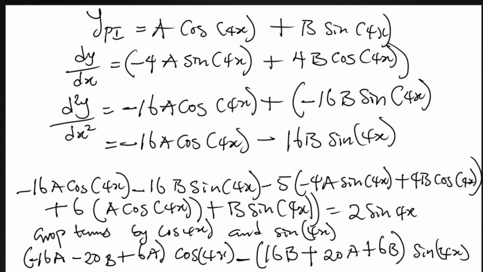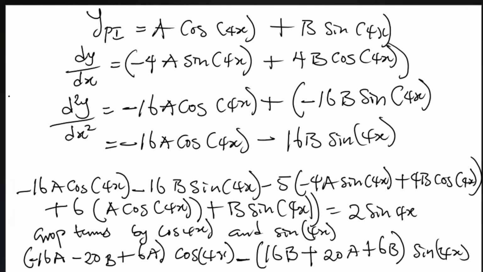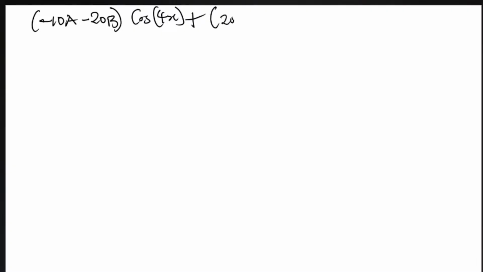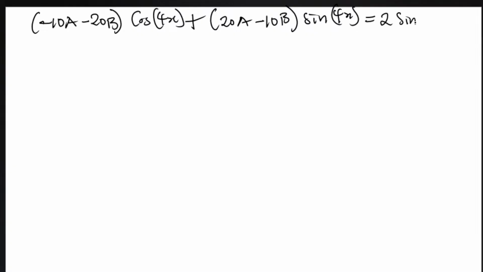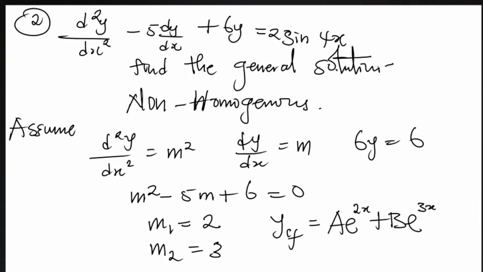Since we've grouped for your cos 4x and your sine 4x, we can still simplify further from what we are seeing here. And if we simplify further, we'll simply have that what you have there will be equal to minus 10a minus 20b cos 4x. And we're still simplifying. So what can we factor out here? We can still factor out plus 20a. So what we have here will simply be plus bracket 20a minus 10b, and this is for sine 4x. That's what we have. And this is equal to 2 sine 4x. That's what we have here, and this is equated to 2 sine 4x.